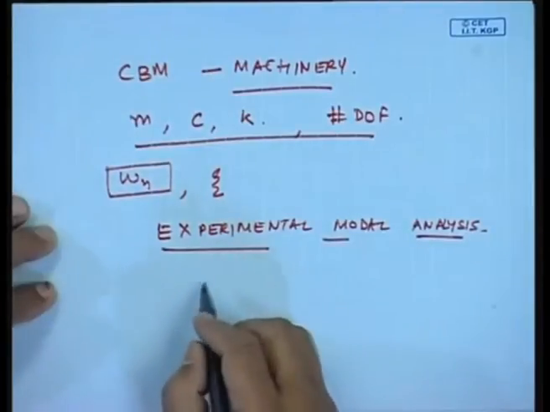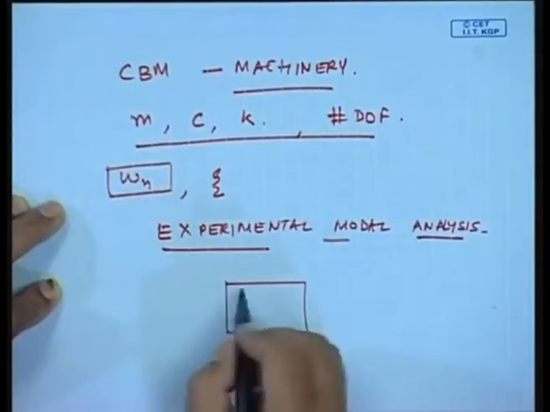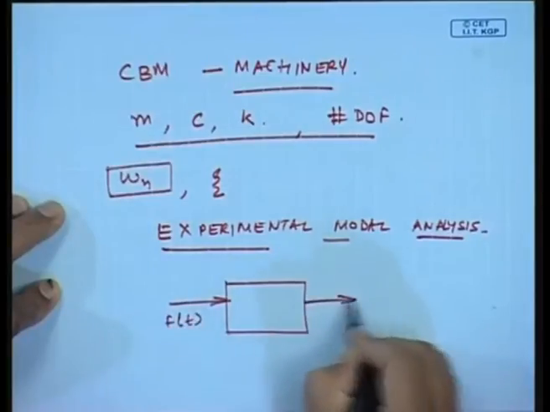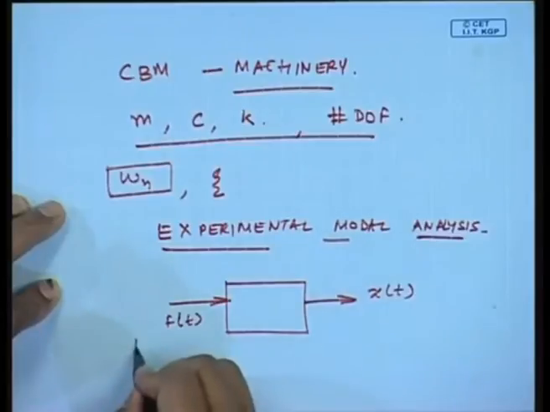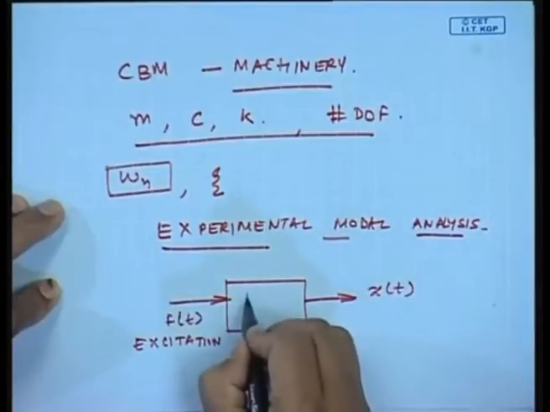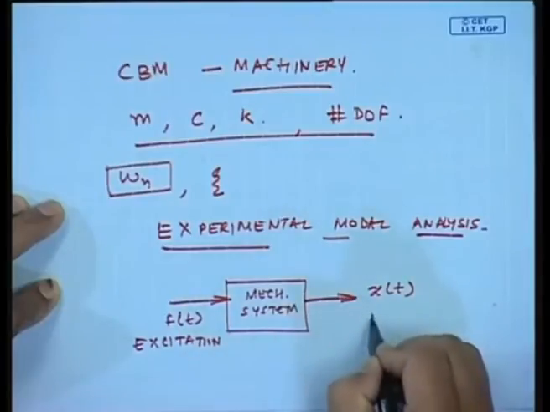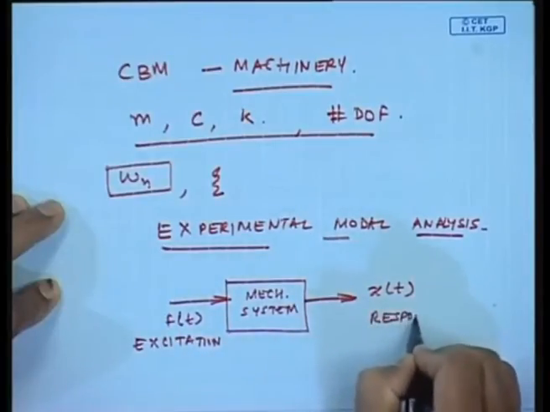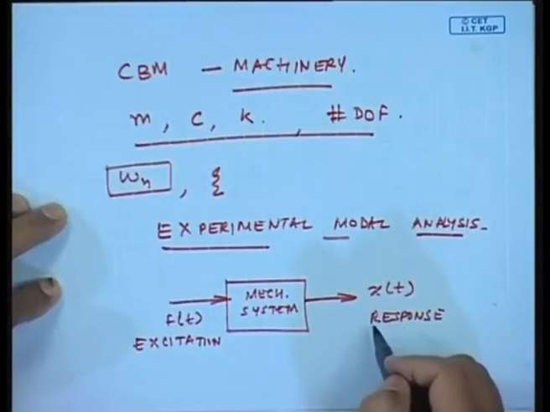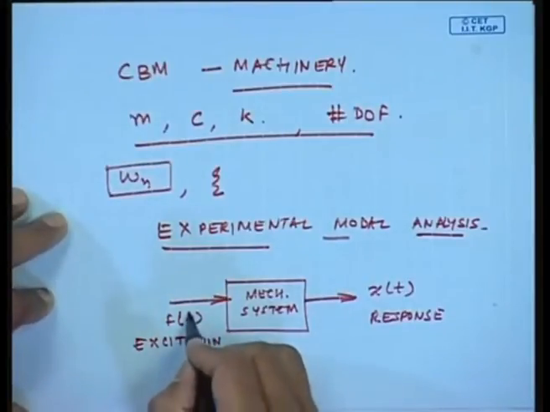Wherein I excite the system. If this is my mechanical system, and I give a certain input f(t), I will get a certain response. As I was telling you, this response could be velocity, displacement, or acceleration. Excitation is usually a force, and of course, they are all in real time.